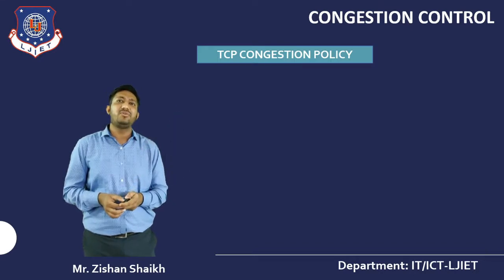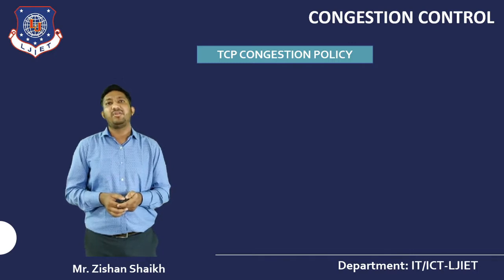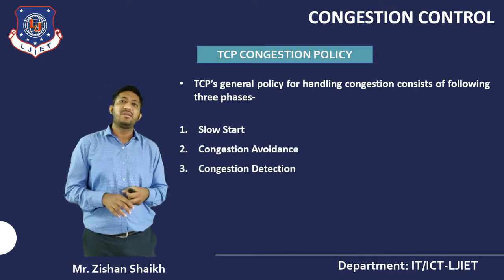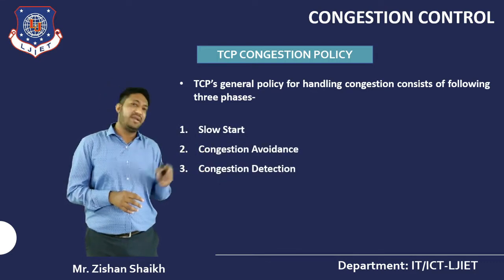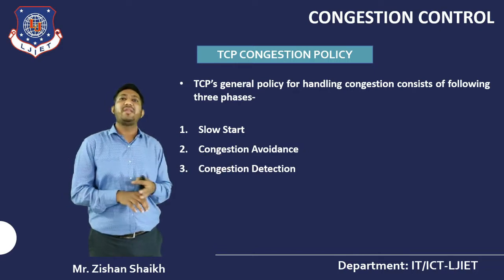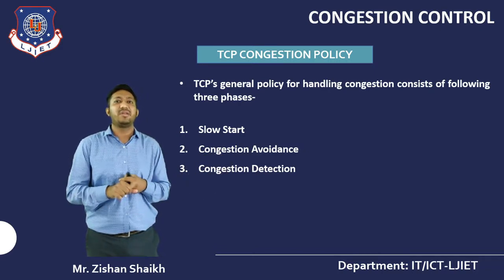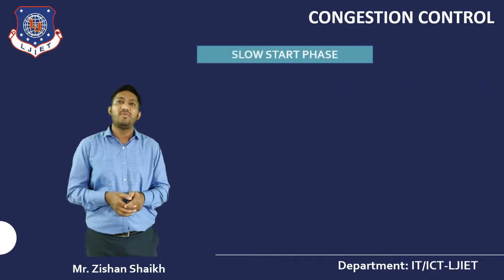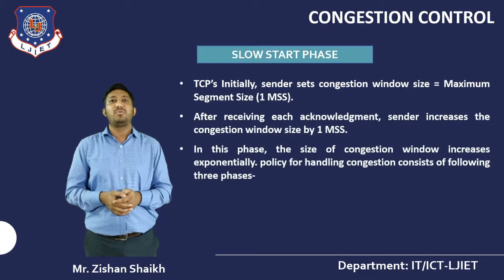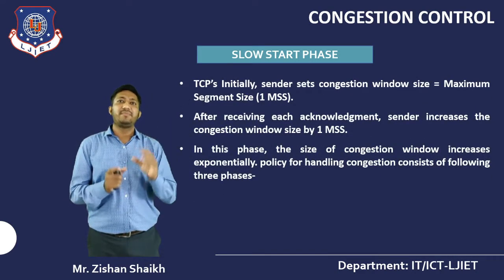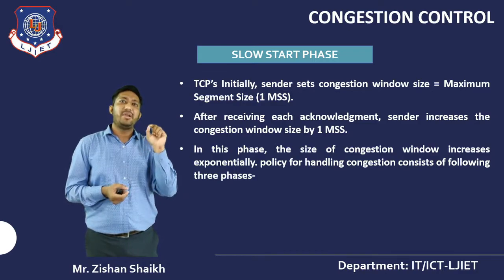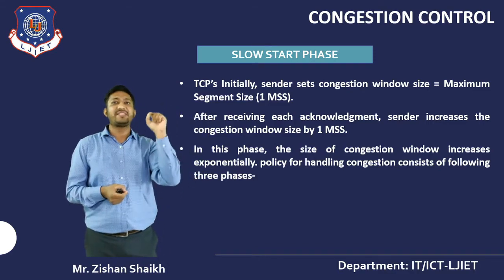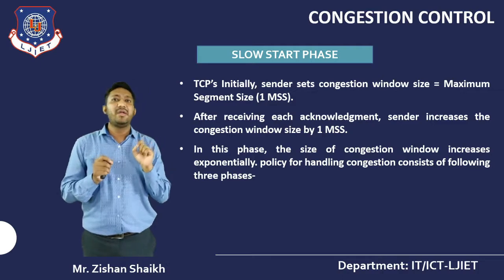Now, what policies are used to calculate the congestion window size? For that, we have to understand three phases: slow start, congestion avoidance and congestion detection. I already discussed how we can avoid congestion and how we can detect it. So first we understand the slow start mechanism in the context of TCP. What is the meaning of slow start? Initially in slow start, TCP sends data of one maximum segment size.